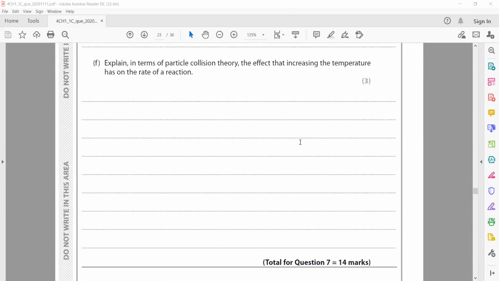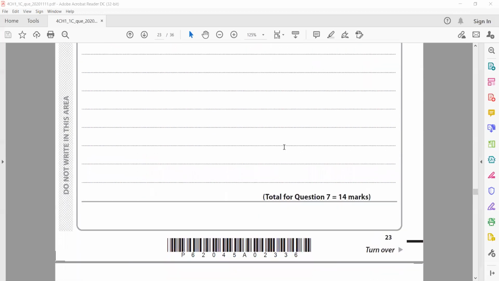Explain in terms of particle theory the effect of increasing the temperature. Increasing the temperature increases the number of collisions and increases the number of molecules that have energy more than the activation energy. That is why the reaction rate will increase.